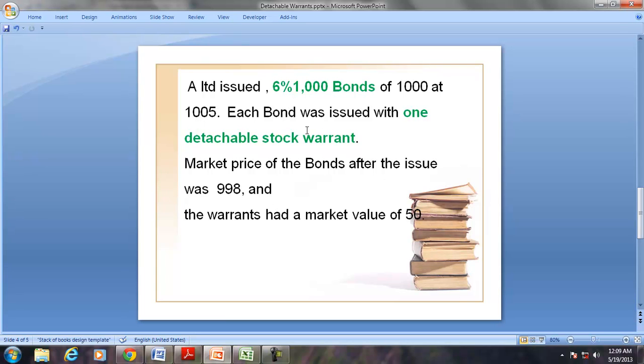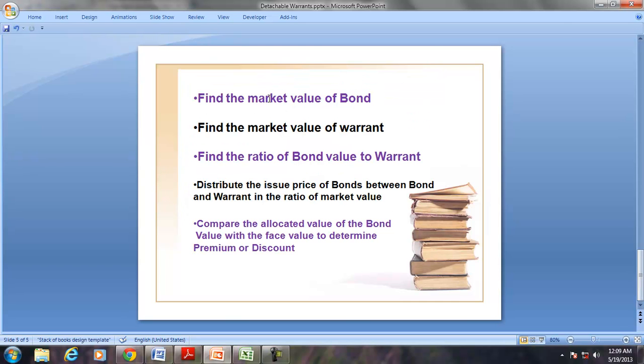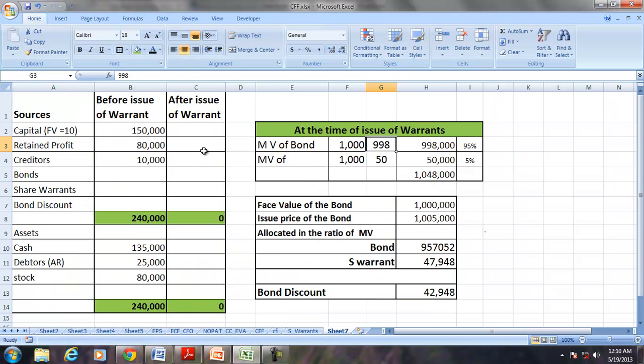So we have to value the bond, and we also have to show the value of the warrant on the date of the issue. The steps to be followed are: find the market value of the bond, find the market value of the warrant, and find the ratio of the bond value to the warrant value. Let us take this example.